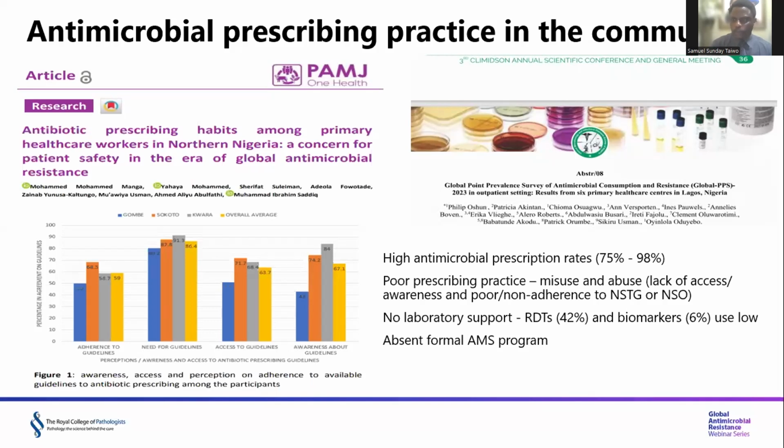There was no laboratory support across these facilities. In Lagos, where there was use of rapid diagnostic tests and sepsis biomarkers, their use was very low and inappropriate in this situation. And of course, there was no formal antimicrobial stewardship program across all the facilities that were surveyed here.